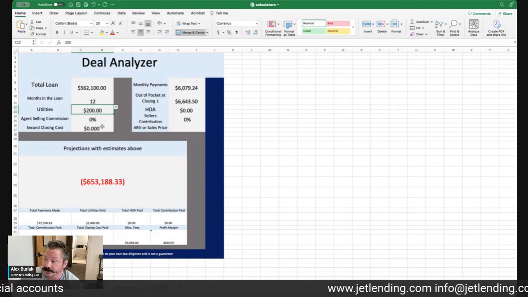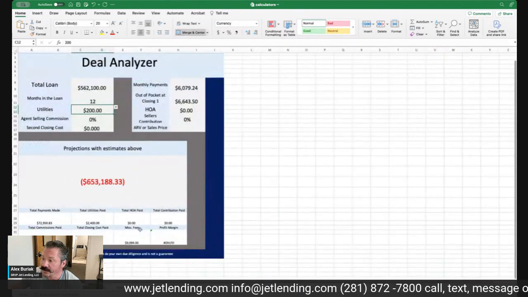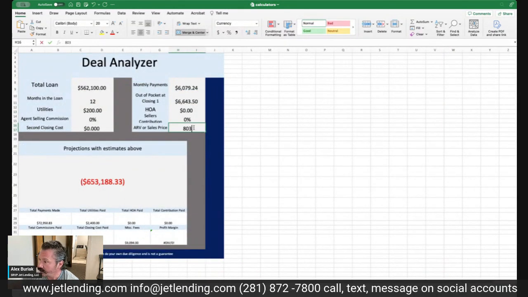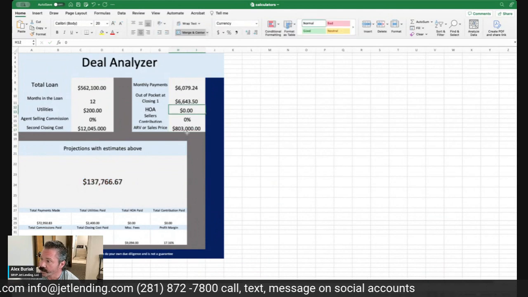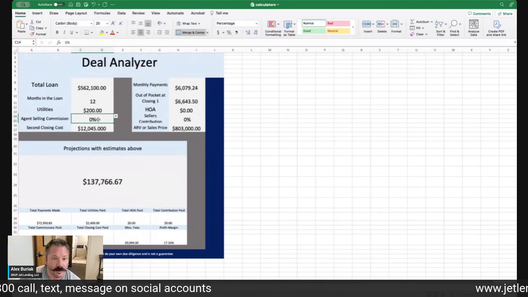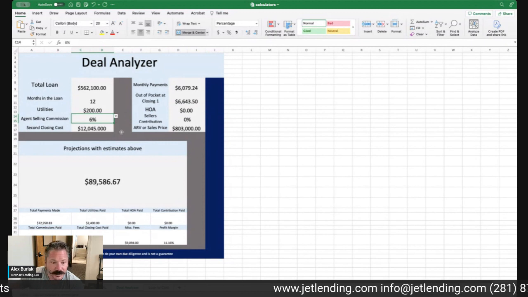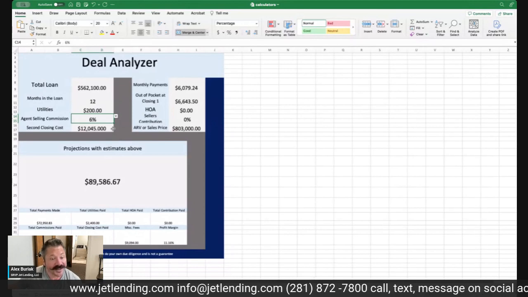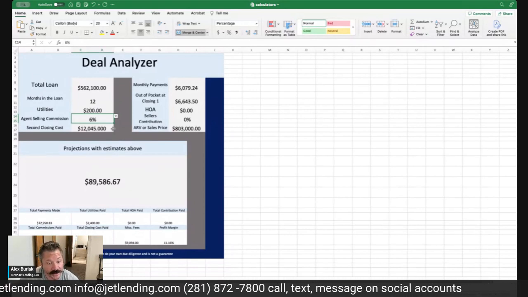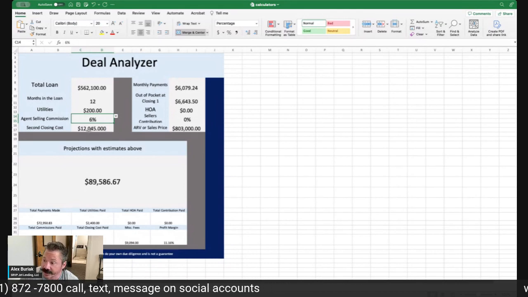This property was appraised at 803. So we're going to sell it for 803. You have an agent. The buyer has an agent. Let's say you're doing 6%. You can start seeing these numbers starting to calculate down. Normally, the seller pays the second closing costs, and especially in this market, most likely you're going to. So your second closing cost of title and stuff like that is about $12,000.